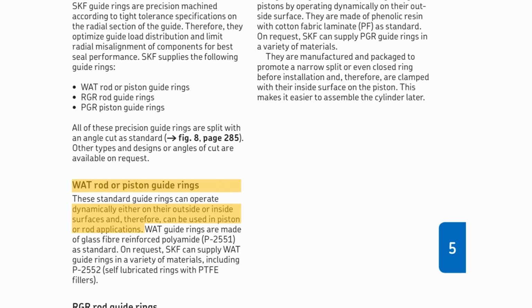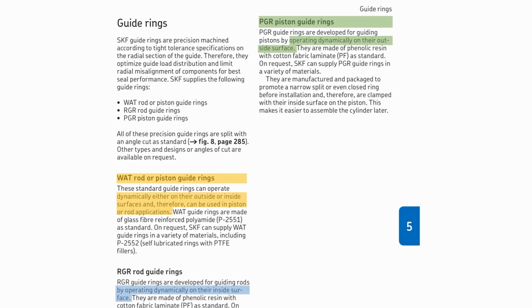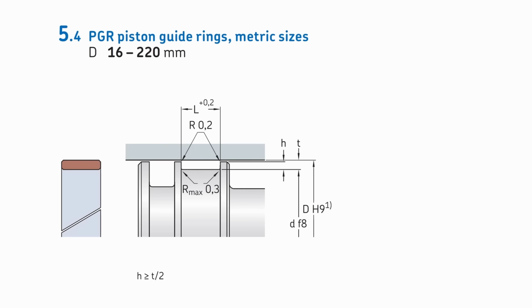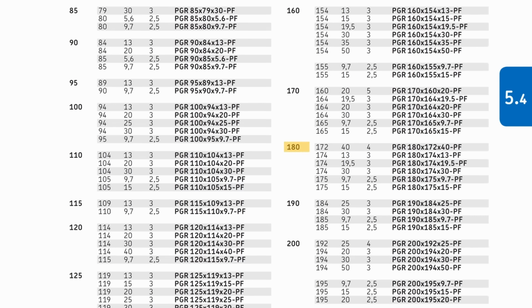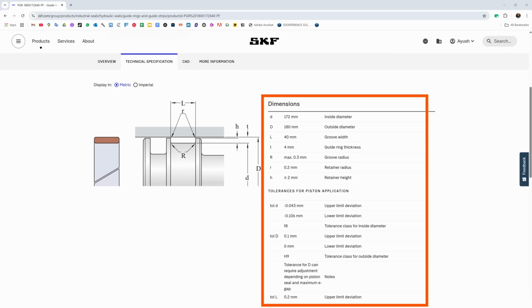For example, SKF's WAT series guide rings. Some are designed to operate dynamically only on the outer surface, such as SKF PGR series, which is called piston guide rings. Others are designed to operate dynamically only on their inner surface, such as SKF's RGR series, the rod guide rings. So here let's choose a piston ring from PGR series. For a bore diameter of 180 mm, we will select a ring with 40 mm width, and the full datasheet including groove detail and the tolerancing is available.